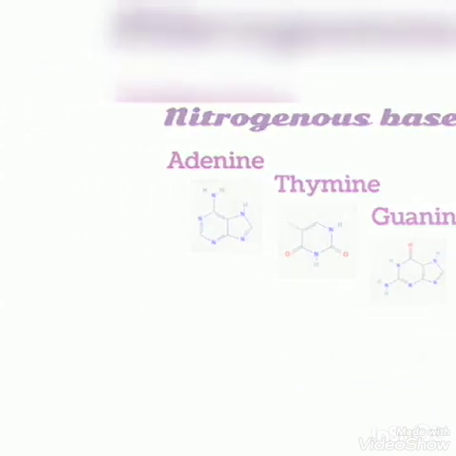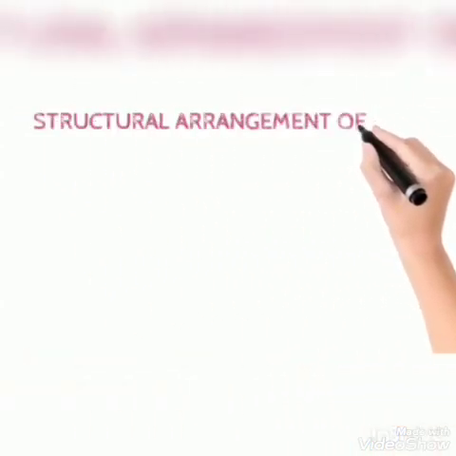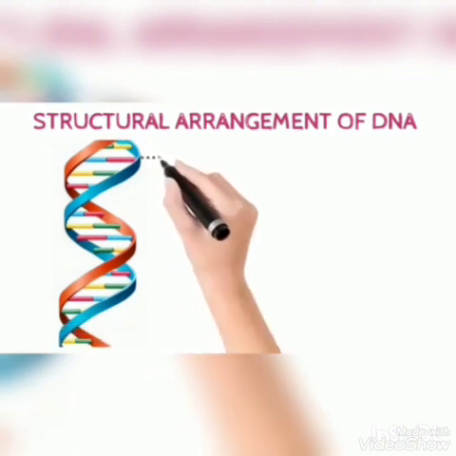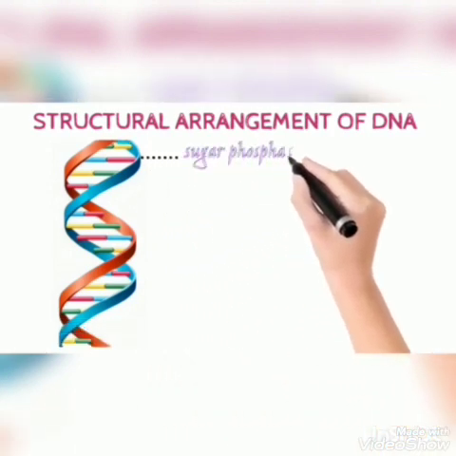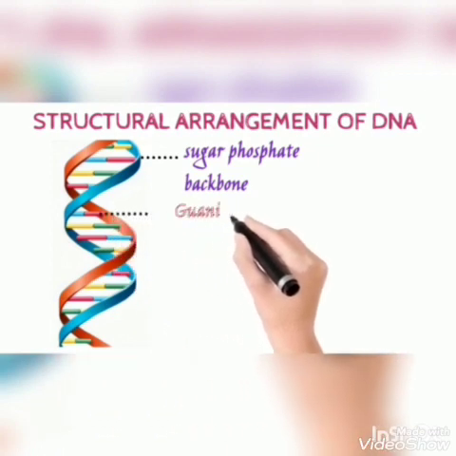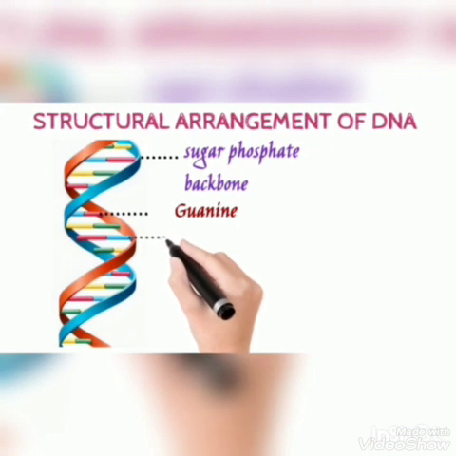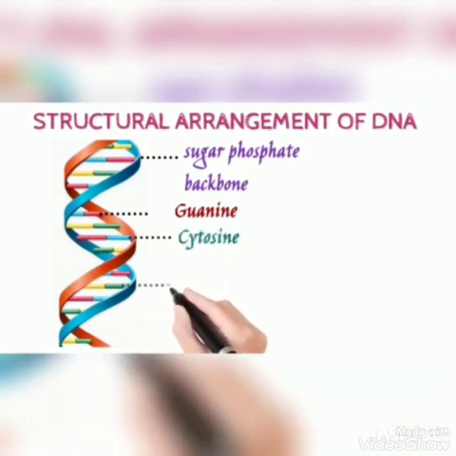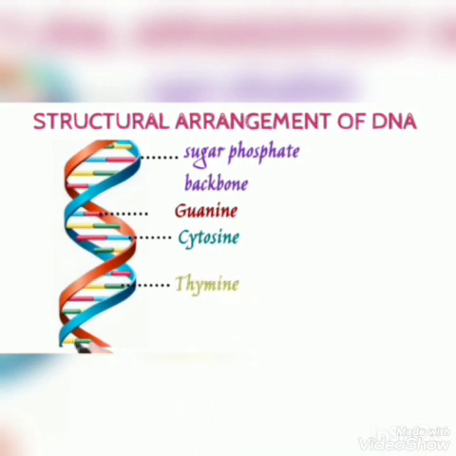Next, how these nucleotides are arranged to form a double helical structure of DNA. Here it is. Sugar and phosphate form the backbone of DNA, and the nitrogenous bases are paired together to form the hydrogen bonds between the DNA strands. The DNA molecule consists of two strands that wind around each other like a twisted ladder.